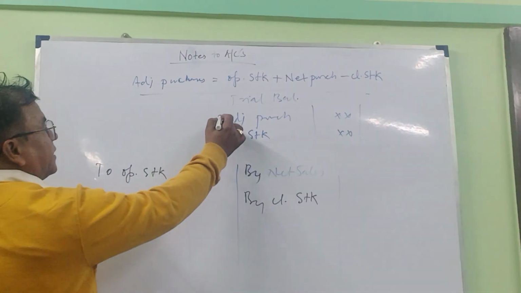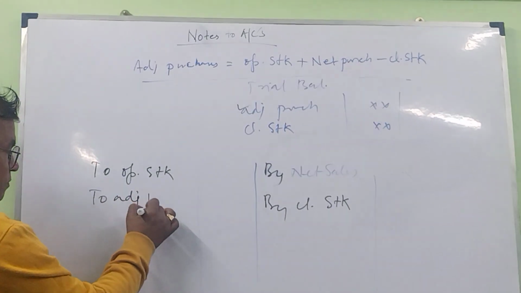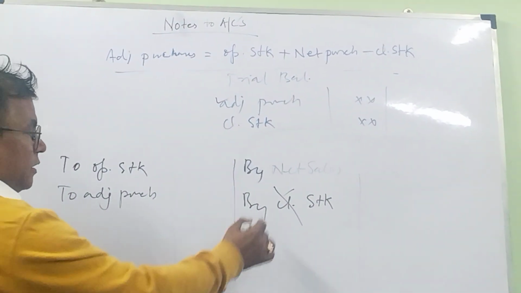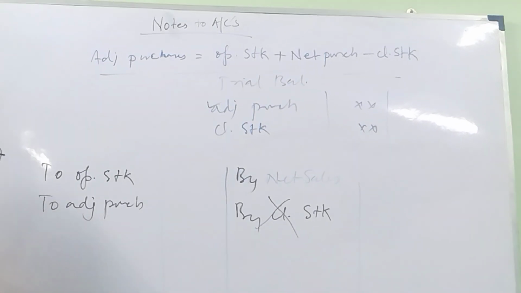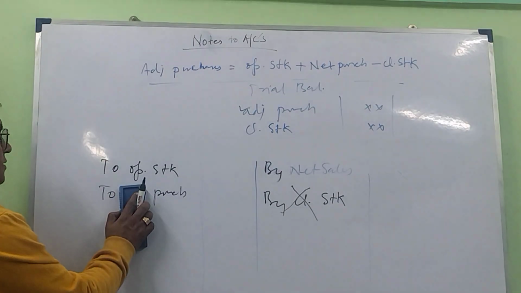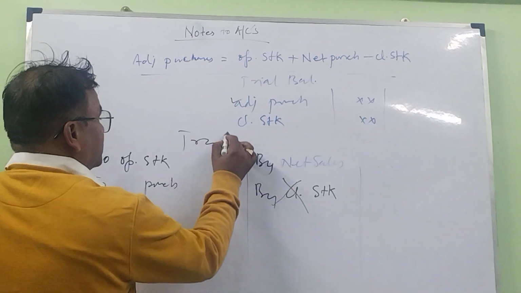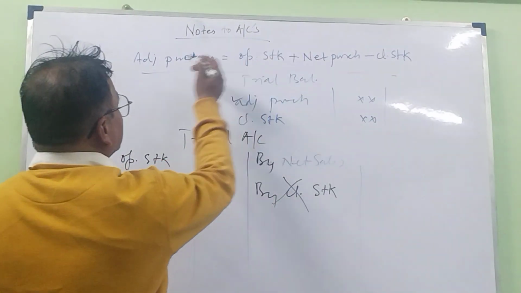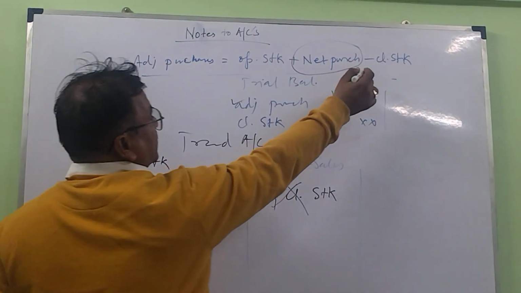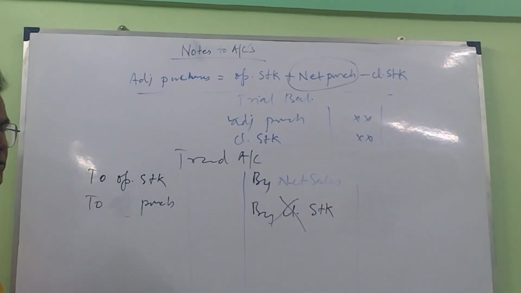Now whenever you are getting adjusted purchases, don't write adjusted purchases here. Suppose you write adjusted purchases here, then closing stock will not be taken into consideration. But that is a wrong pattern. I would suggest that never write adjusted purchases here in trading account. So please convert the adjusted purchases into net purchases by this formula. We will get net purchases by adding closing stock to adjusted purchases.